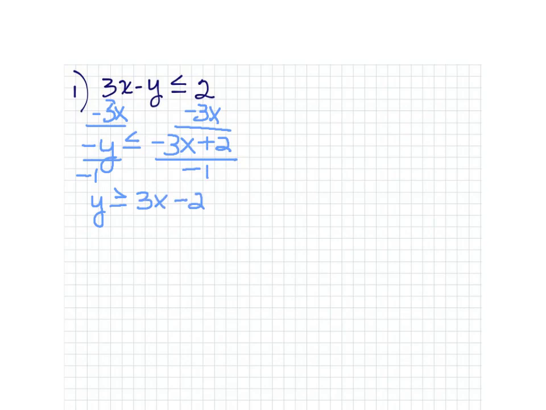Okay, so this inequality is our boundary. Let's start there. Let's identify the slope of this inequality. The slope is 3, or 3 over 1, and the y-intercept is negative 2. So it gives me an idea of how to graph this.